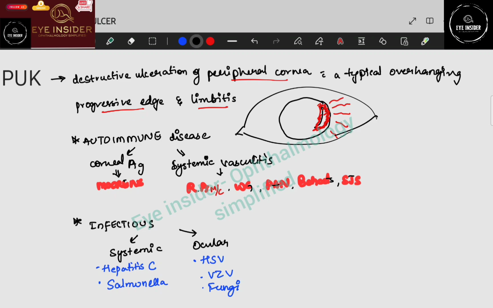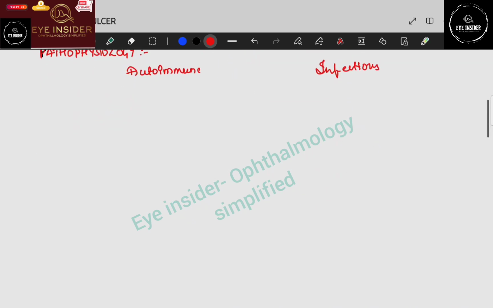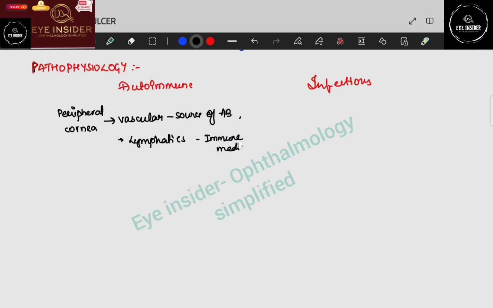Now coming to the pathophysiology. In autoimmune conditions, the peripheral cornea is different from the central cornea. The peripheral cornea is a highly vascular structure and receives blood supply, so there is more chance of antigens and antibodies getting there, and it has rich lymphatics. So there is more inflow of immune mediators, and along with that it has densely packed collagen. So any collagen vascular disorder can manifest here. These are its special qualities.